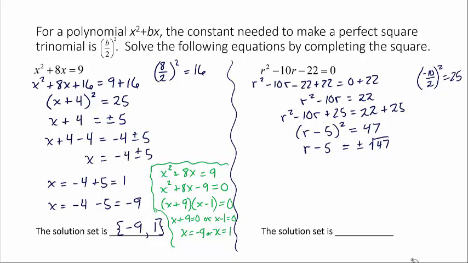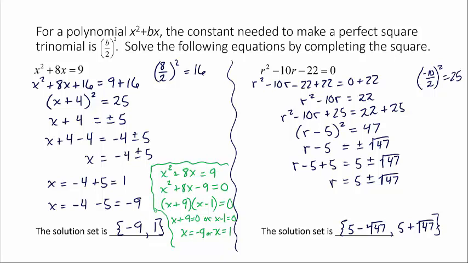So from here, I'm going to add 5 to both sides because I'm still trying to solve for r. So I'll have 5 plus or minus the square root of 47. So r equal to 5 plus or minus square root 47. The solution set is 5 minus the square root of 47, as well as 5 plus square root 47.